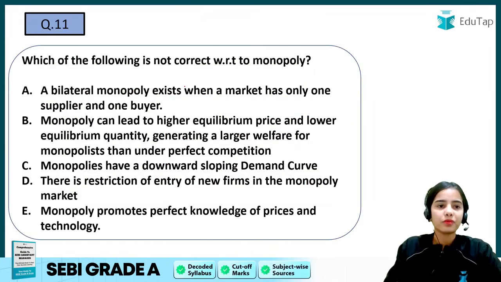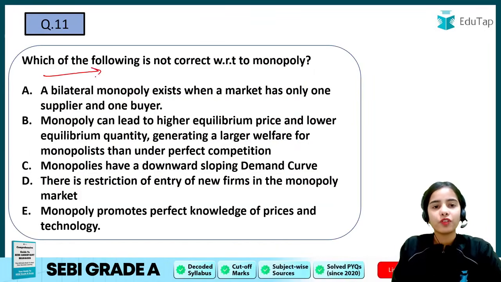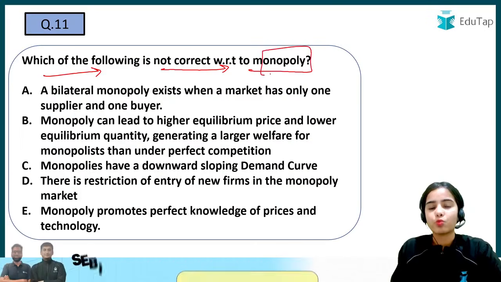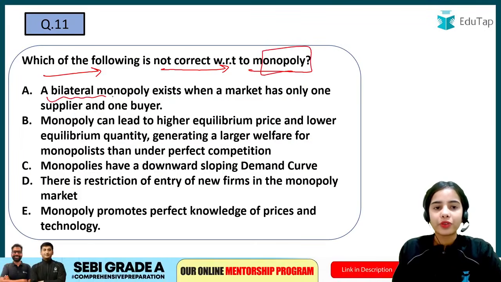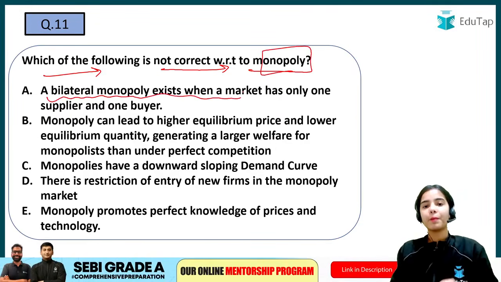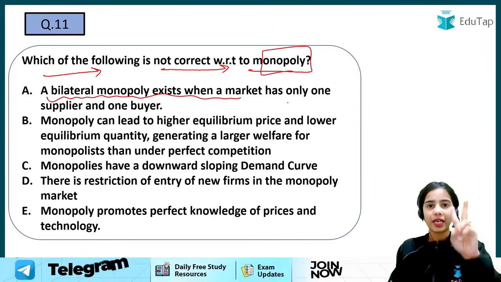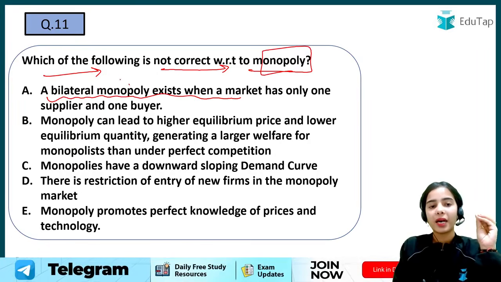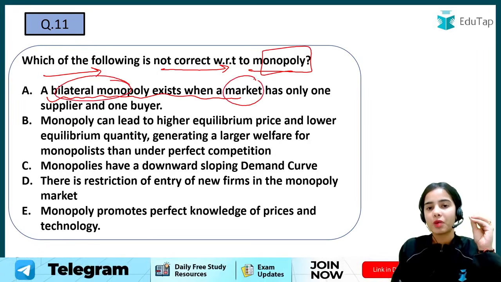Okay. Now coming to the next question, which of the following is not correct with respect to monopoly? A bilateral monopoly exists when a market has only one supplier and one buyer. Absolutely correct. A bilateral monopoly exists when there is a market that has only one buyer and one seller.